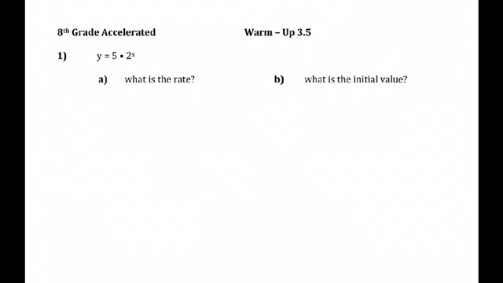We're going to first start with reviewing a basic exponential equation, y equals a times b to the x. So in the equation in number one, I'm asking you what is the rate and what is the initial value. So remember where those things come from. The rate is going to be the 2. That means that this is doubling. So the initial value will be 5. You're going to start with 5.